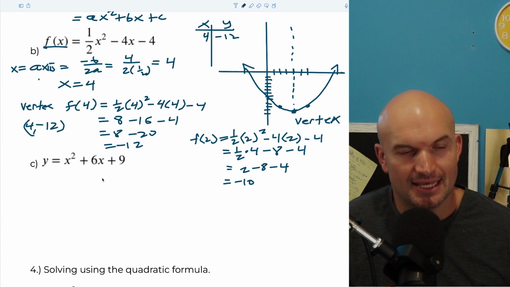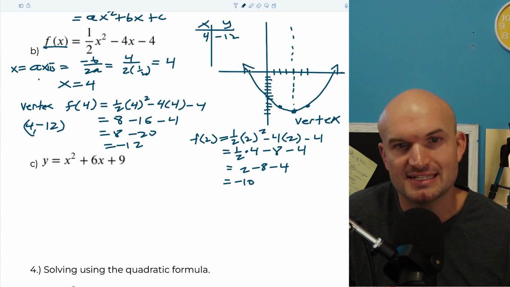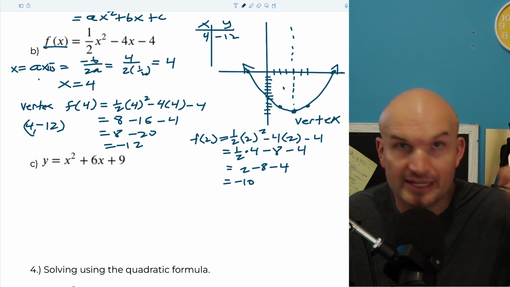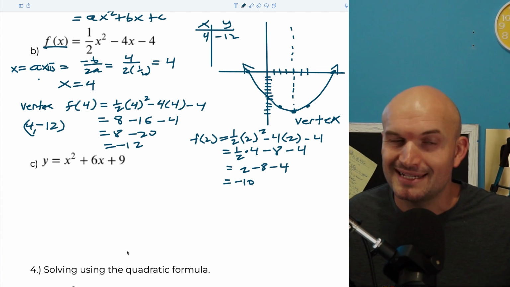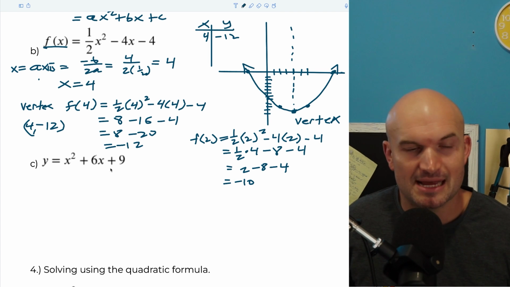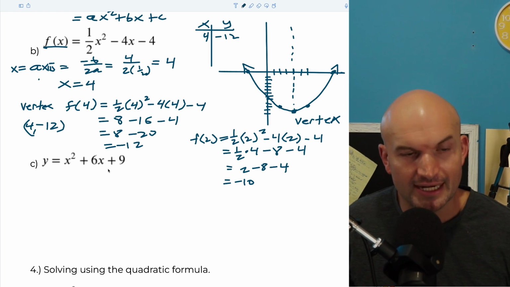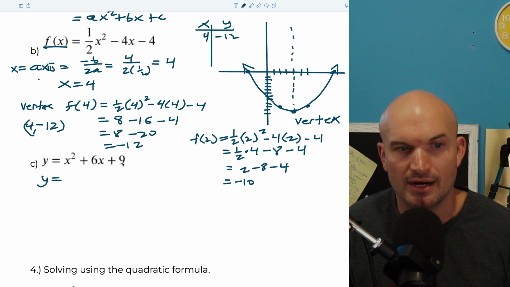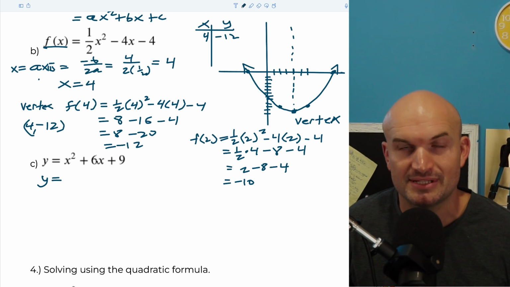Also you can see these x and y intercepts, which I think you would have to either factor or use a solving technique like the quadratic formula to be able to solve, which we'll get onto next. But in this last example, this one looks factorable to me. So I just want to see what we have here. In this case, we have y equals x squared plus 6x plus 9.